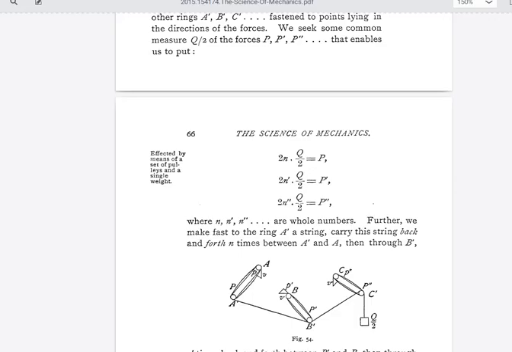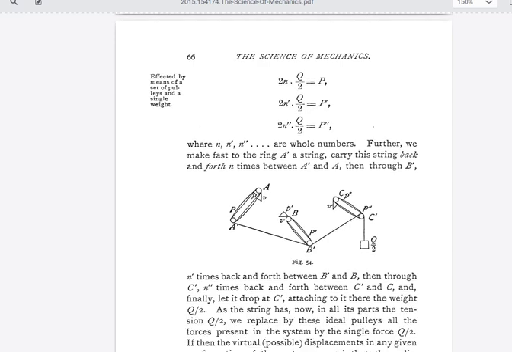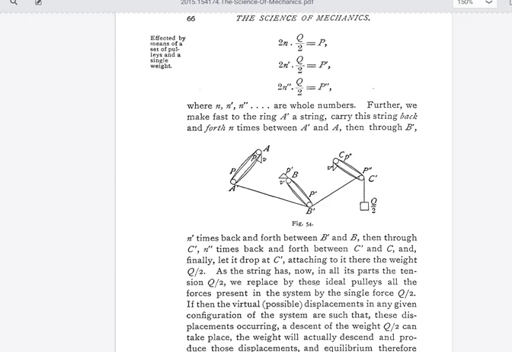Further, we make fast to the ring A' a string, carry the string back and forth n times between A' and A, then through B', n' times back and forth between B' and B, then through C', n'' times back and forth between C' and C, and finally let it drop at C', attaching to it there the weight Q/2. As the string has now in all its parts the tension Q/2, we replace by these ideal pulleys all the forces present in the system by the single force Q/2.